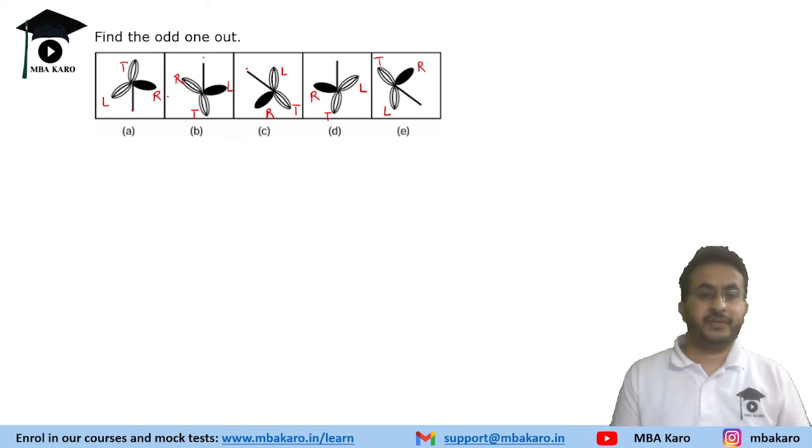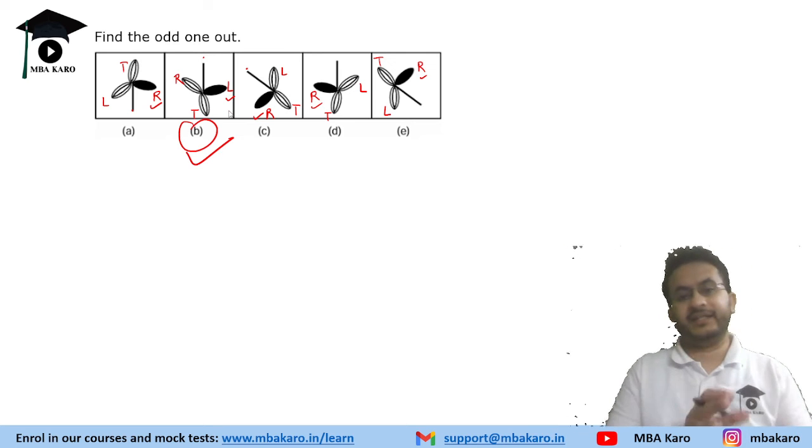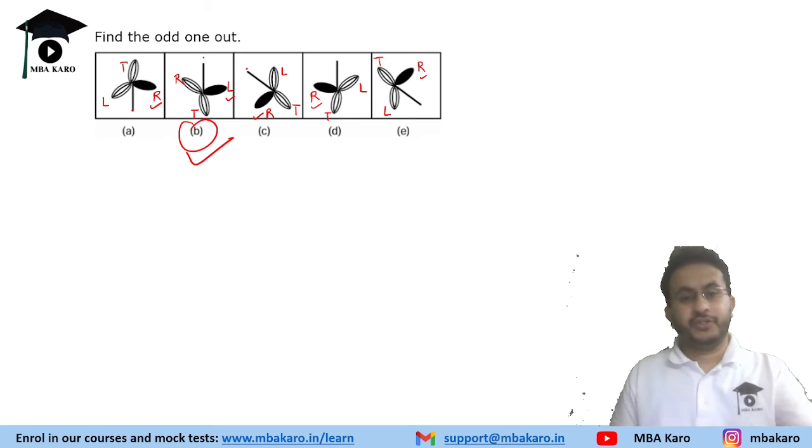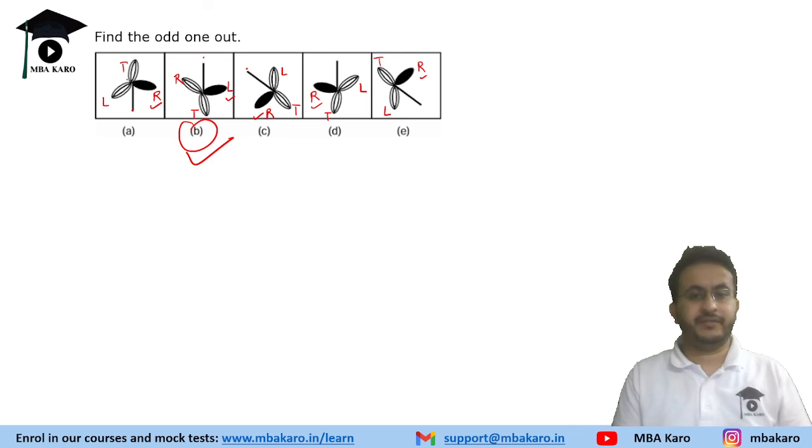Now the black one is right, the black one is left, the black one is right, the black part is right, black part is right. So this is the odd one out. Basically others are the rotation of the same image. If you visualize it, if you rotate it completely, it will form this image. If you rotate it slightly like this, you will get this image. Rest all are rotations of the first image, and the second one is the odd one out.